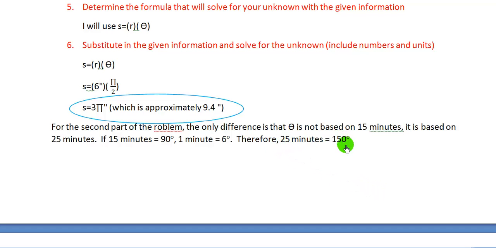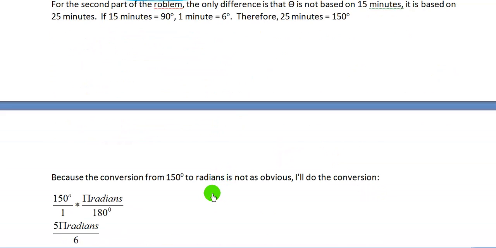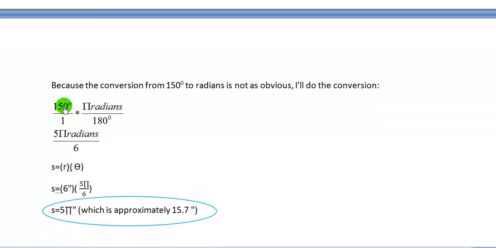So if 25 minutes is 150 degrees, this conversion I did out right here, 150 degrees over 1 times pi radians over 180 degrees. You eliminate the degrees, you simplify your 150 divided by 180, and you end up with 5 pi radians over 6. So S equals R times theta. R is still 6 inches, but this time theta is 5 pi over 6. So S equals, when you multiply that out, the 6's cancel, and you get S equals 5 pi inches, which is approximately 15.7 inches.